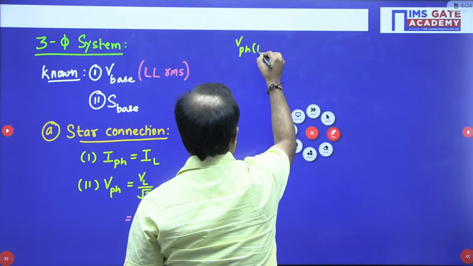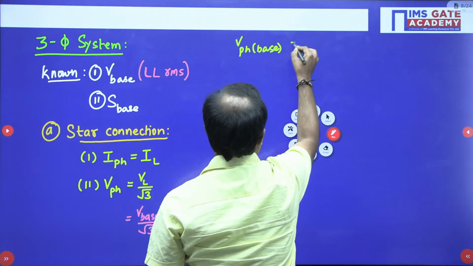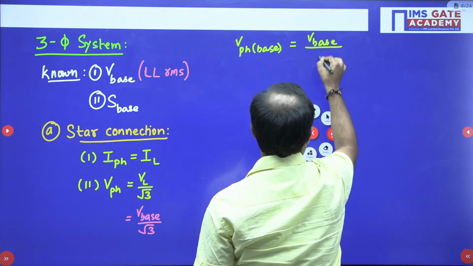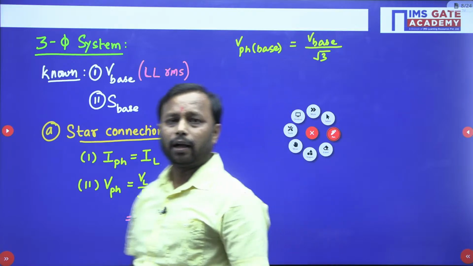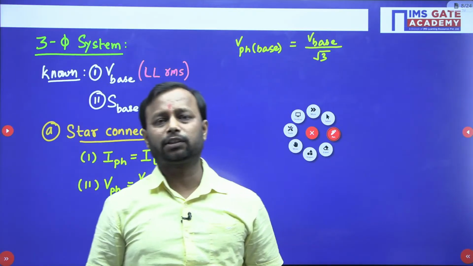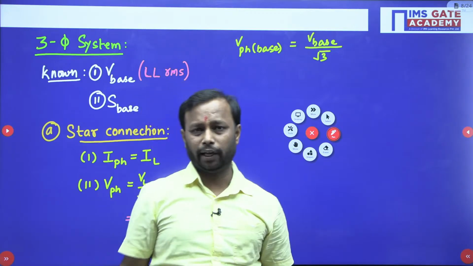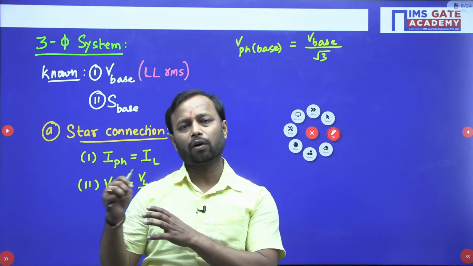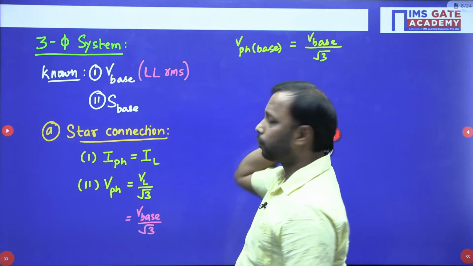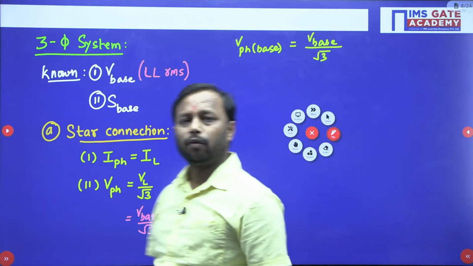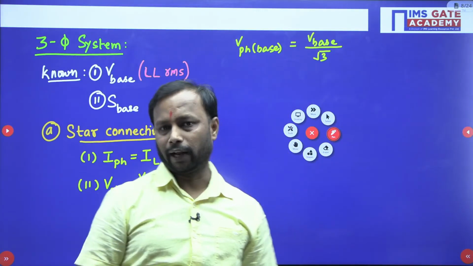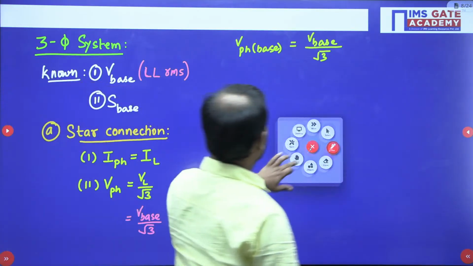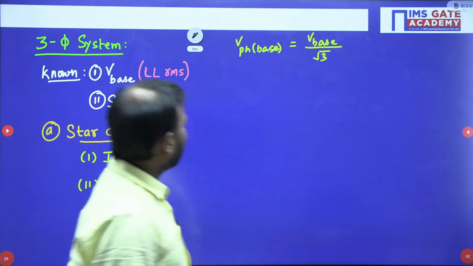This means that your phase base is nothing but V base divided by root 3. Because as I told you, in the three-phase system you are going to have phase and line. So therefore you are going to have the separate bases for phase as well as for line. So we need to find the base value for phase, as well as for the line also. See how it will be done. So this is your base value of the phase voltages. Next, what will it be?